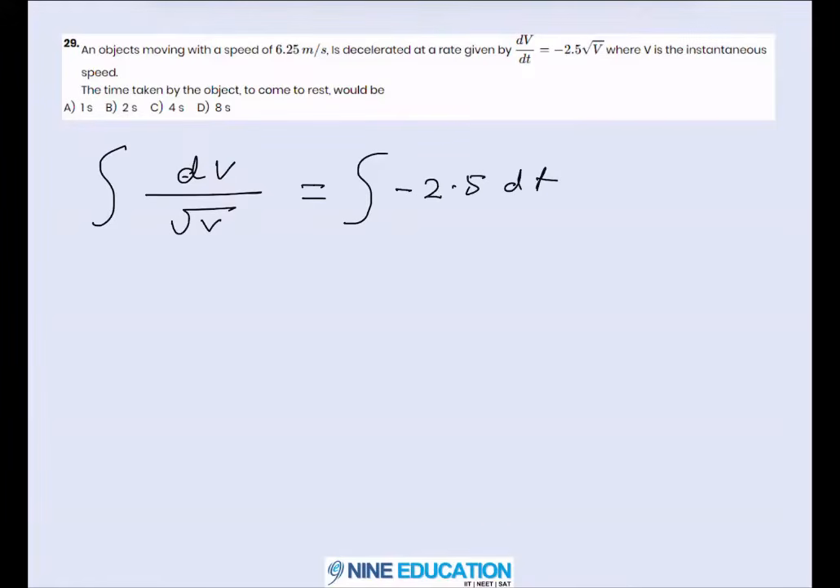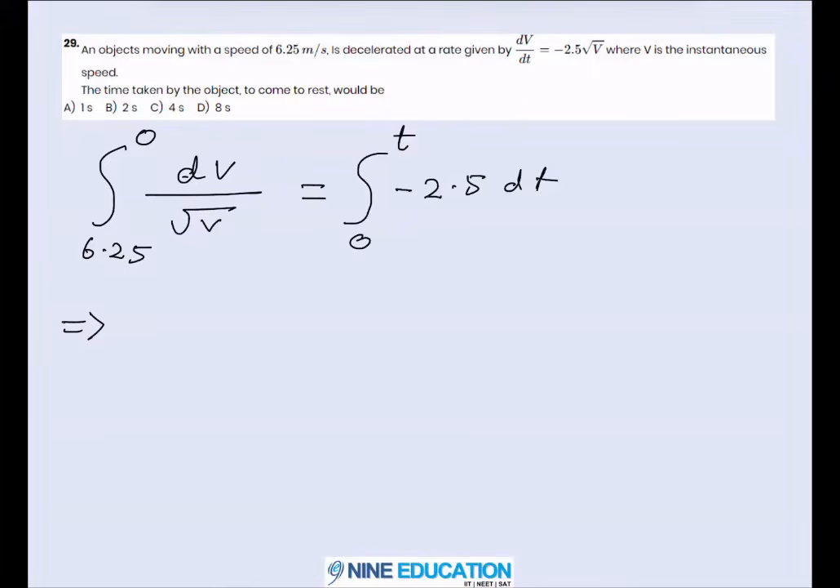As the question has already mentioned, the body is going to decelerate. That means its velocity is going to decrease. So it is going to decrease from where to where? Its initial velocity was 6.25. And as we want to calculate the time it takes to come to rest, its final velocity will be 0. The time taken will be from 0 to t. Let us proceed with the integration.